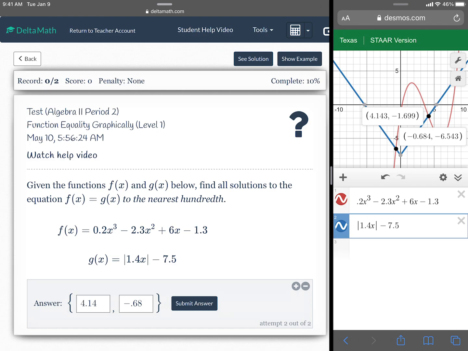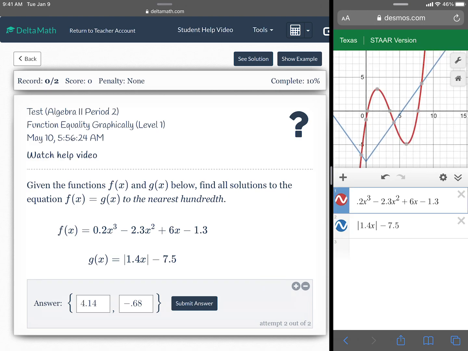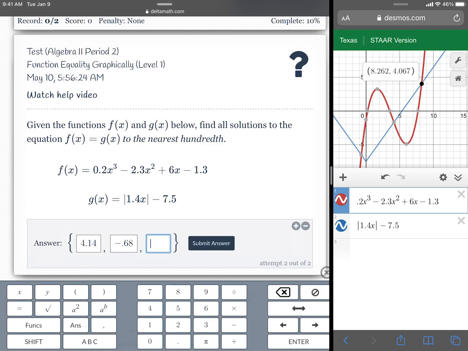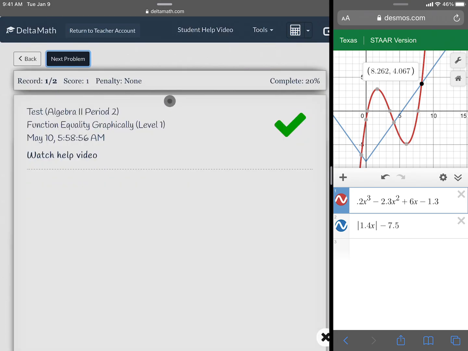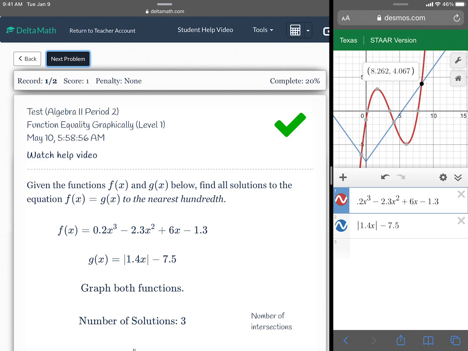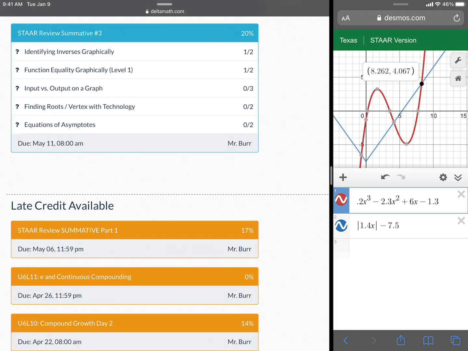-0.684. Those look good. So maybe it was something I graphed. We have 0.2x to the third minus 2.3x squared plus 6x minus 1.3, and the absolute value of 1.4x minus 7.5. There's a third one. This one actually had 3. There we go. Interesting. This one had 3, 8.26. I wasn't ready for that. There we go, 8.26. That should do it. So you can see all 3 of those points there. All right, we're almost there.